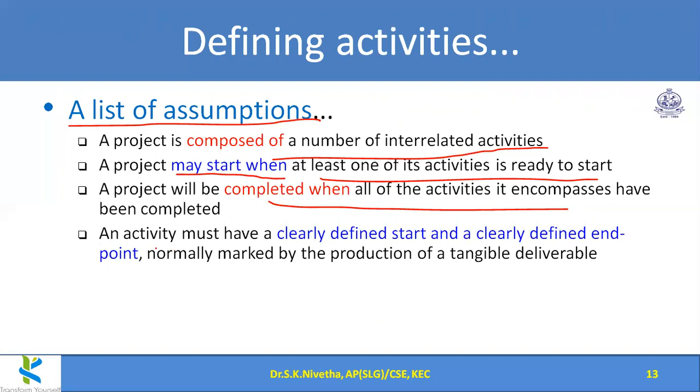Yes. An activity must have a clearly defined start and clearly defined end point. Normally it is marked by the production of a tangible deliverable. Deliverable means what we are delivering, like working software or a working module. So that we can call it a deliverable, a working module. That module is delivered means you can execute it, give some input and check whether the correct output is coming or not. Okay, so that we can call it a deliverable.